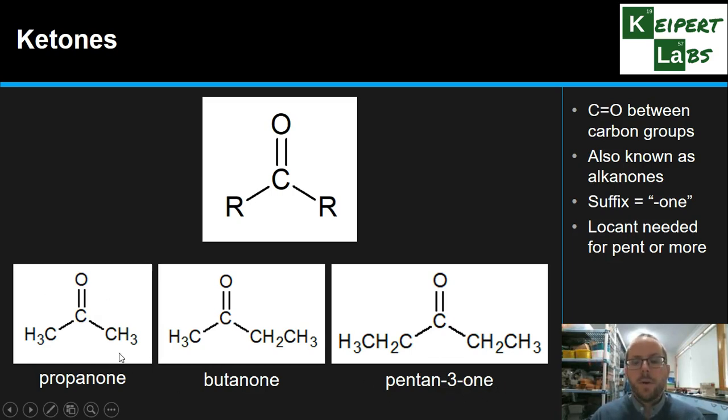Now, you notice that propanone is the smallest ketone we could possibly get. You can't get ethanone or methanone because the carbonyl can't be between two other carbons if the chain is any smaller than 3. So propanone is the smallest ketone there is. It's also known as acetone, which you might be more familiar with as its name.